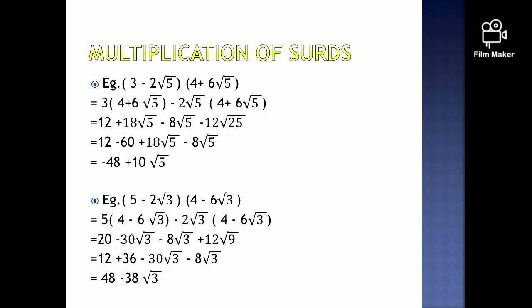Then we can add 12 with 36, which turns into 48. Minus 30 root 3 with minus 8 root 3 is minus 38 root 3. Therefore, you can write the final answer as 48 minus 38 root 3.